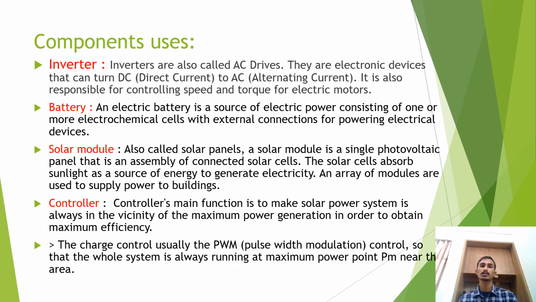Controllers. The controller's main function is to make the solar power system always operate in the vicinity of maximum power generation in order to obtain maximum efficiency. The charge controller, usually the PWM, pulse width modulation, controls that the whole system is always running at maximum power near the area.